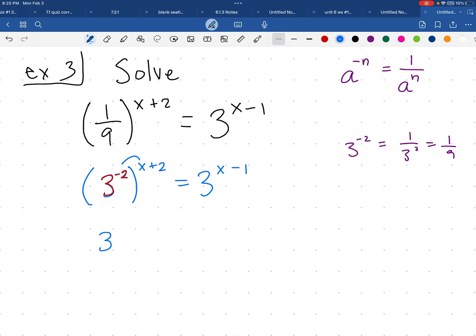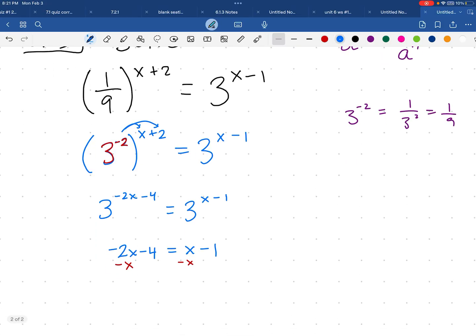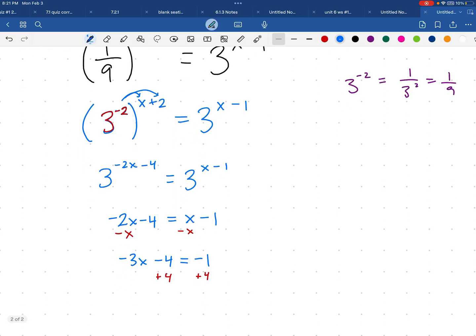And now I can multiply my exponents. Power of a power property. And now I have the same base. And so I can set those exponents equal. Negative 2x minus 4 equals x minus 1. I can subtract x on both sides. I can add 4. And I can divide by negative 3.